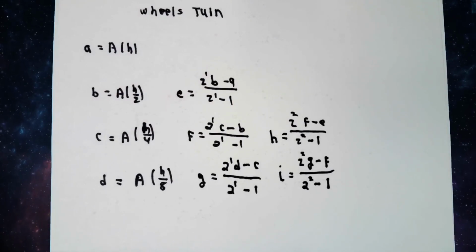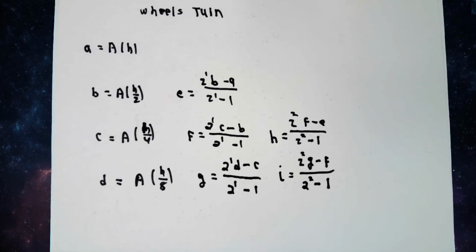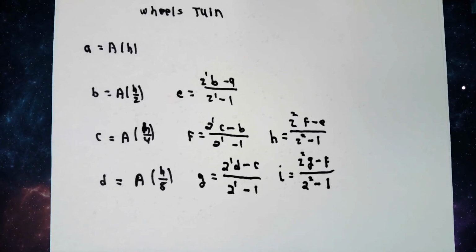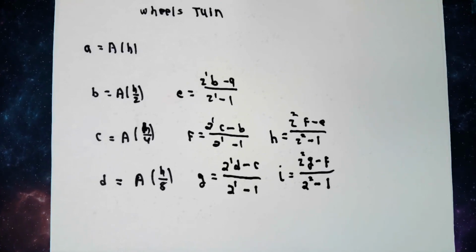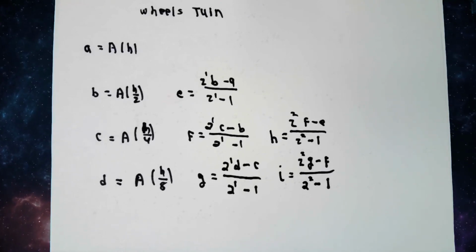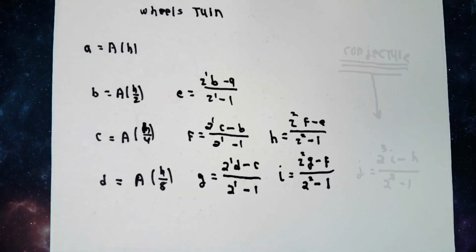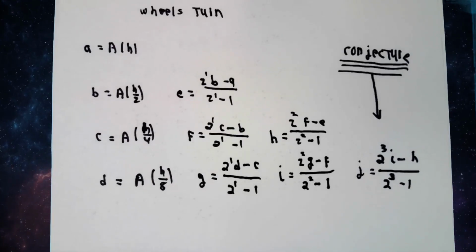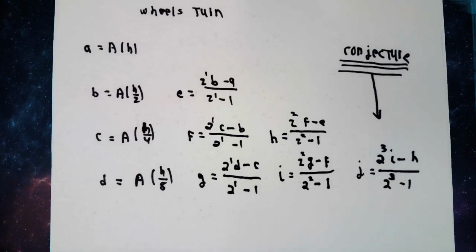I can combine I and H in a similar way using not 2 to the first or 2 squared, but 2 cubed instead to get something that's even more accurate. I'll call this approximation J. In a later video, we will prove that this conjecture is right. If I had more rows and columns, I would continue this pattern.